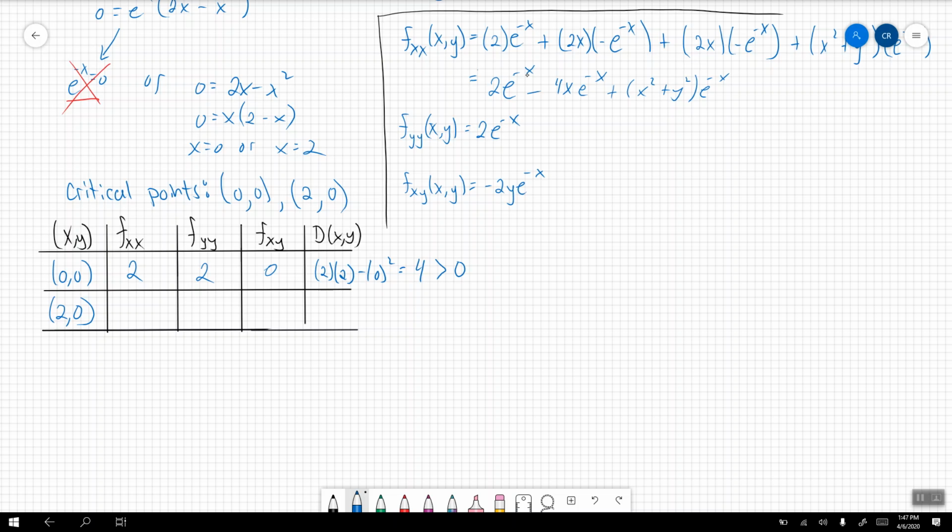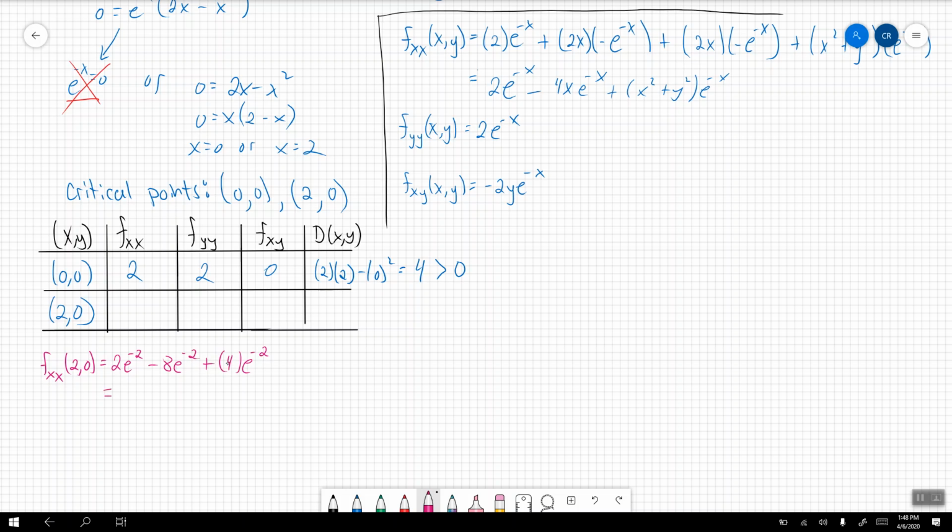So x is 2, so that's going to get me something weird. Let's actually formalize this just a little bit more instead of saying that it's going to get me weird. So here we go. f double prime with respect to x using 2, 0. This is going to get me 2 e to the power of negative 2 minus 8 e to the power of negative 2 plus 4 times e to the power of negative 2. All right. Doesn't look too bad here.